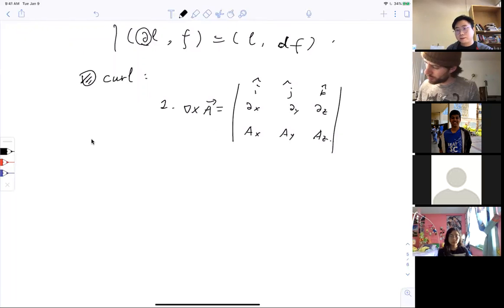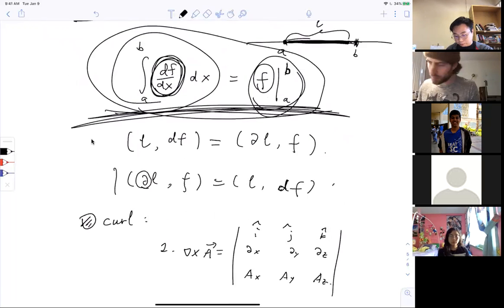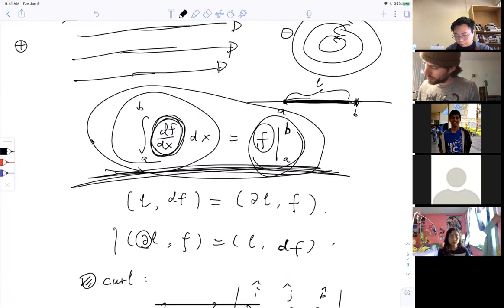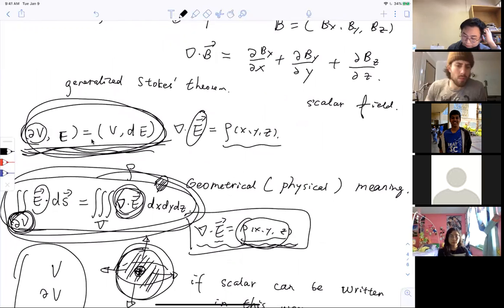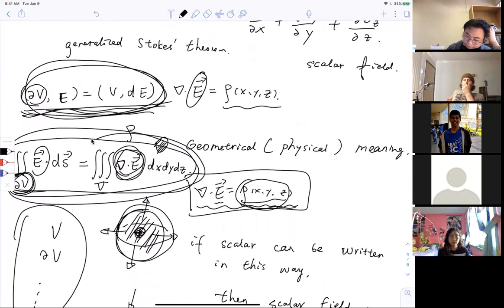Sorry, if you don't mind, can you scroll up a little bit for the generalized Stokes theorem, if you don't mind? Yeah, thank you. That's okay. I see.